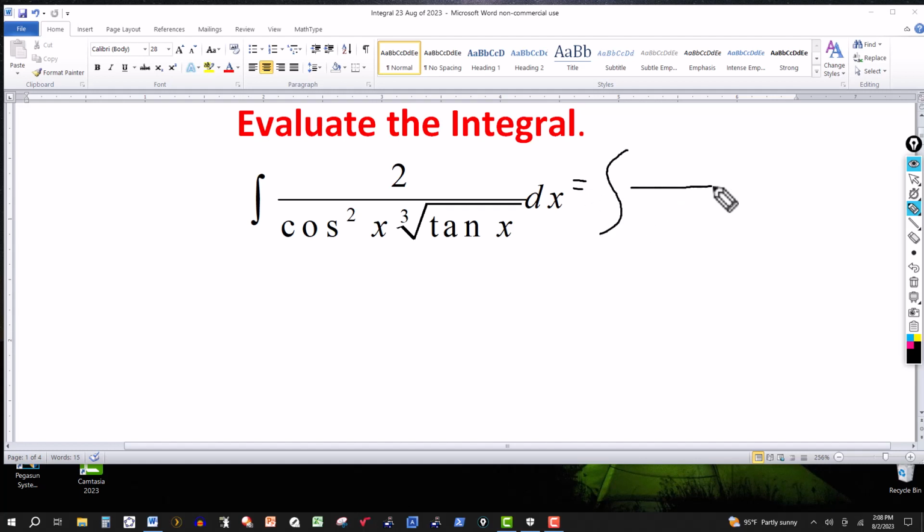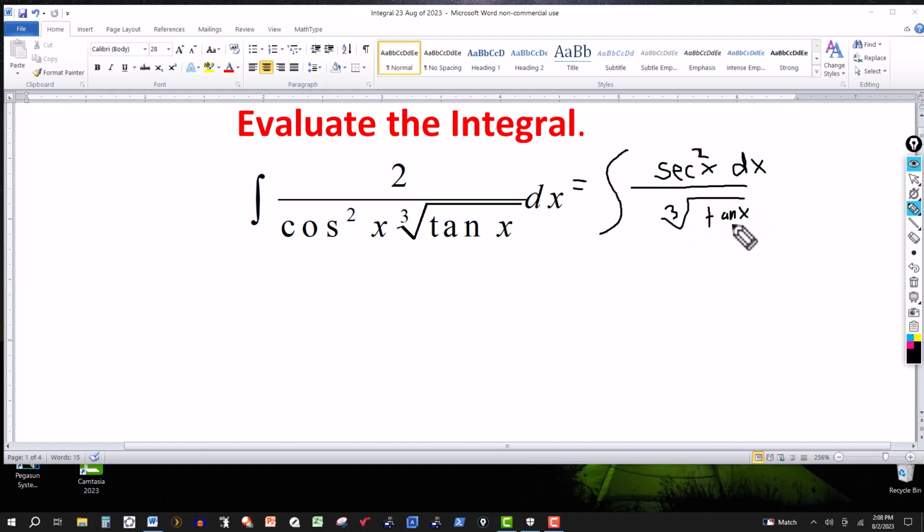So what I'm going to do here, I know that cosine and secant are reciprocals. So if I bring the cosine squared up to the numerator, that becomes a secant. So this becomes secant squared of x, and I've got the dx. And in the denominator, I've got the cube root of tangent of x.